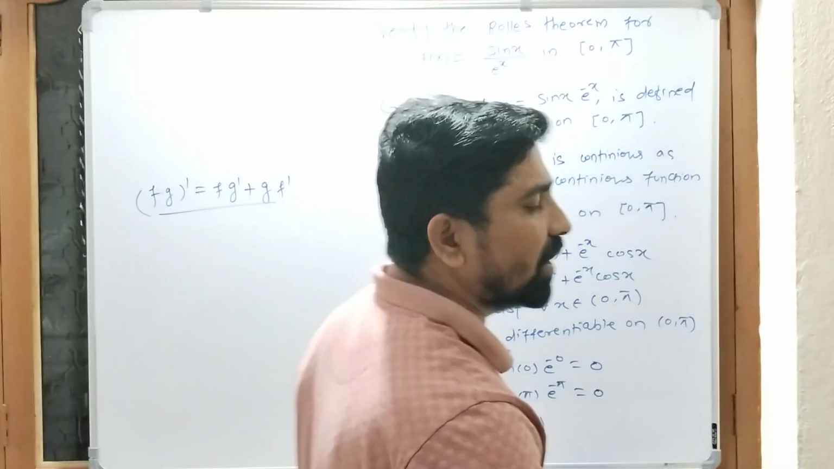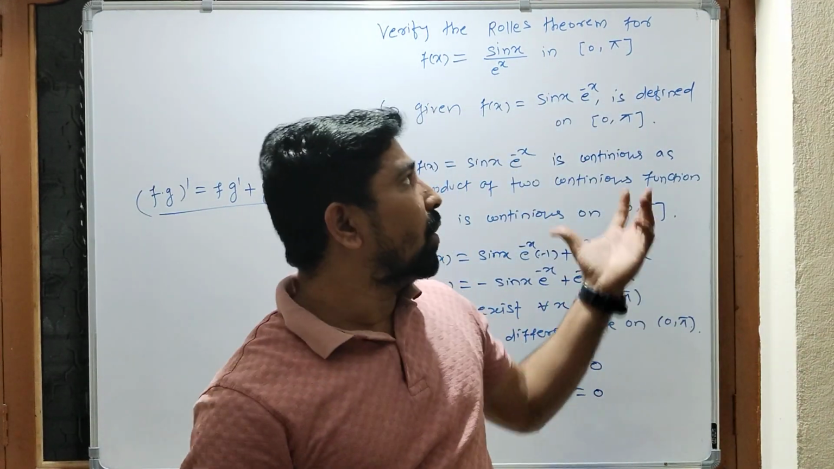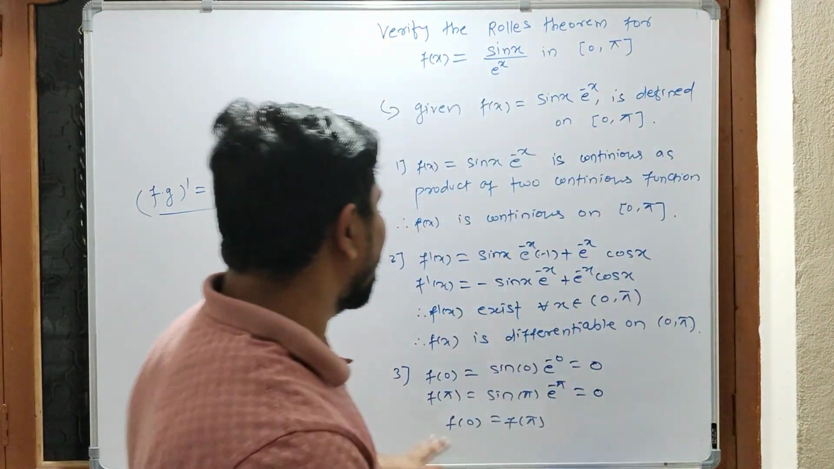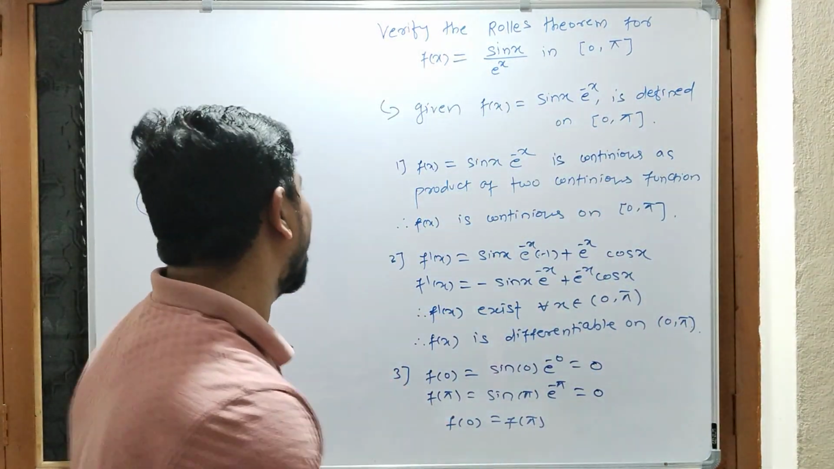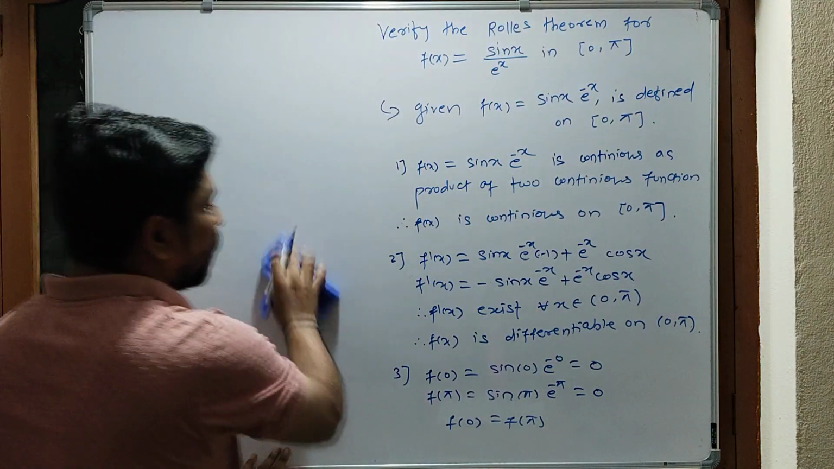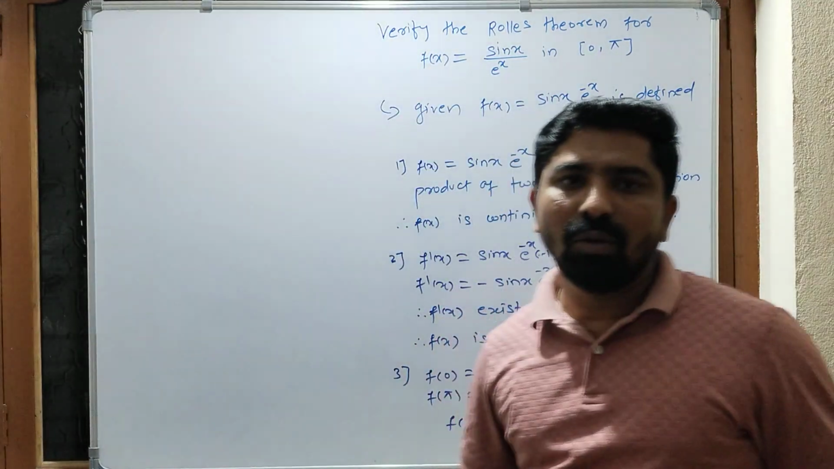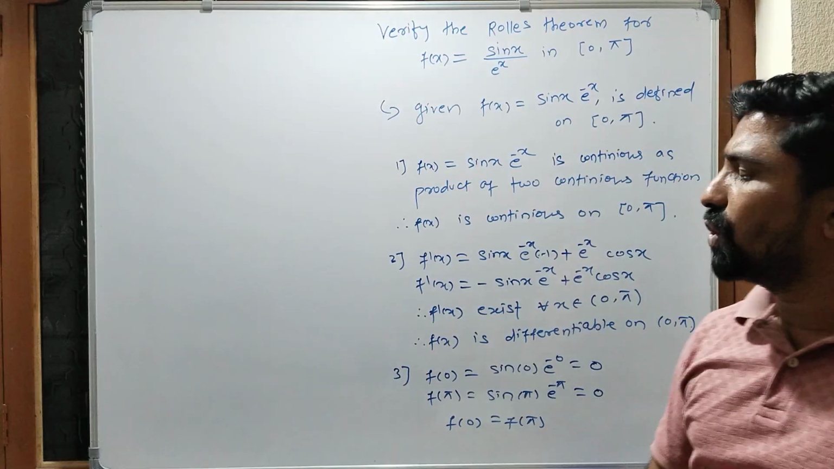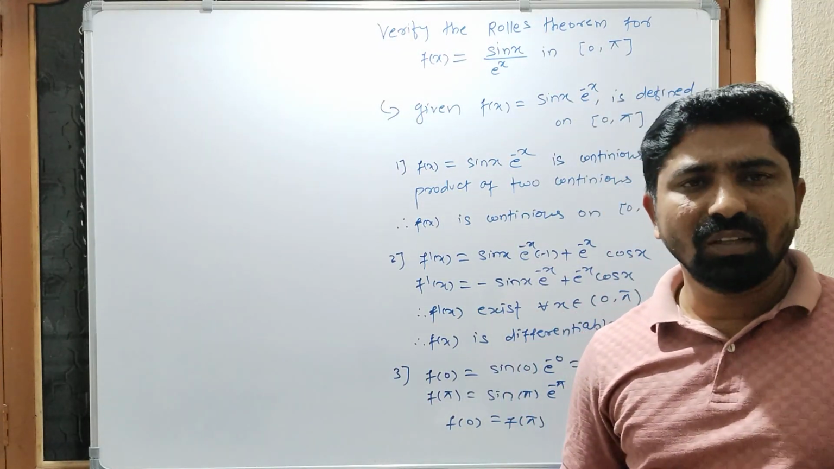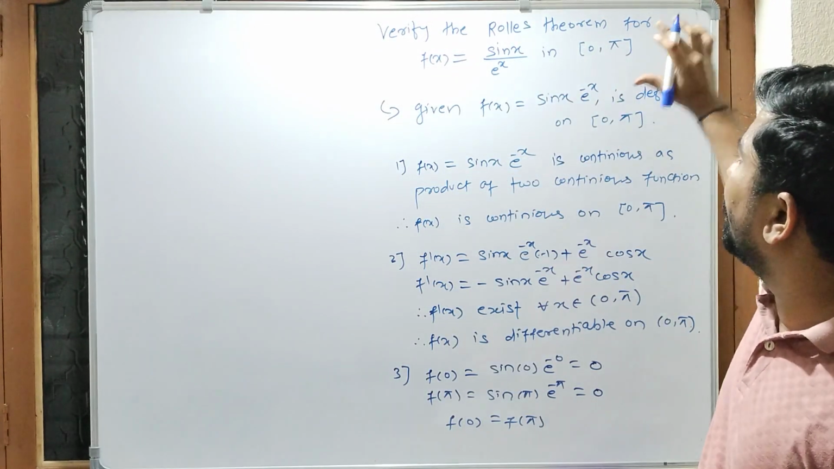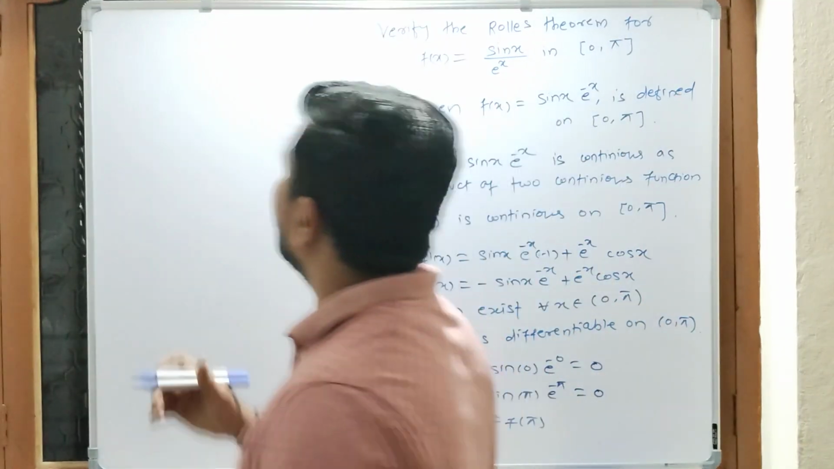Therefore the functional value at the endpoints 0 and pi is the same. Therefore the third condition of Rolle's theorem is also satisfied. Now we have to find the value of c by using f dash of c equal to 0, and we have to check whether this c belongs to the open interval 0 to pi or not.